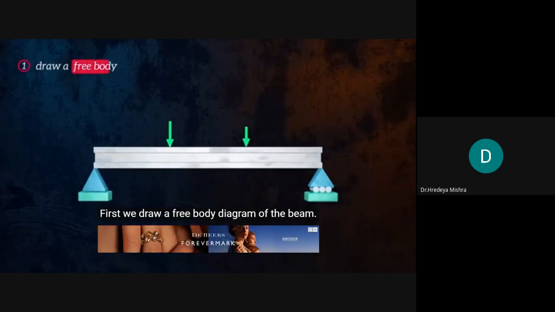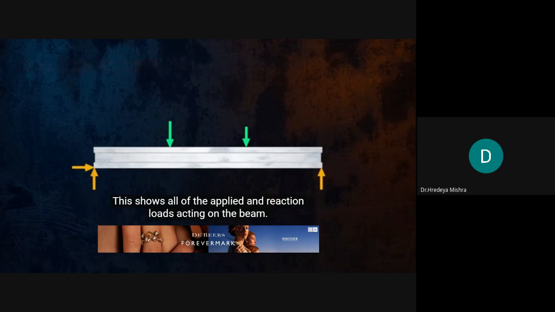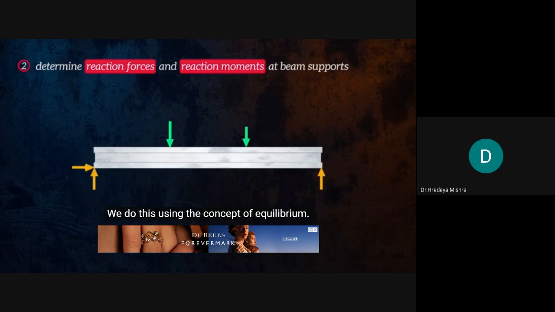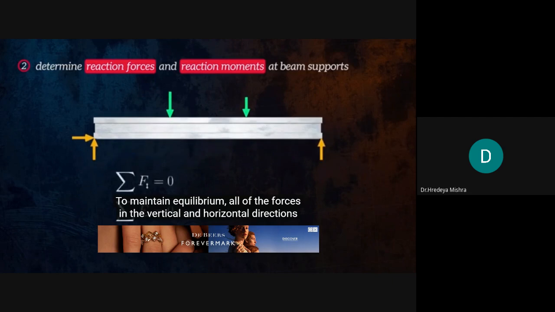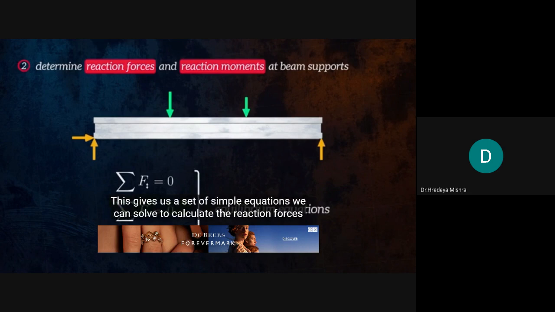First, we draw a free body diagram of the beam. This shows all of the applied and reaction loads acting on the beam. The next step is to calculate the magnitude of the reaction forces and reaction moments at all of the beam supports. We do this using the concept of equilibrium. To maintain equilibrium, all of the forces in the vertical and horizontal direction should cancel each other out. Similarly, all of the moments acting at every point along the beam should cancel each other out. This gives us a set of simple equations we can solve to calculate the reaction forces and moments.